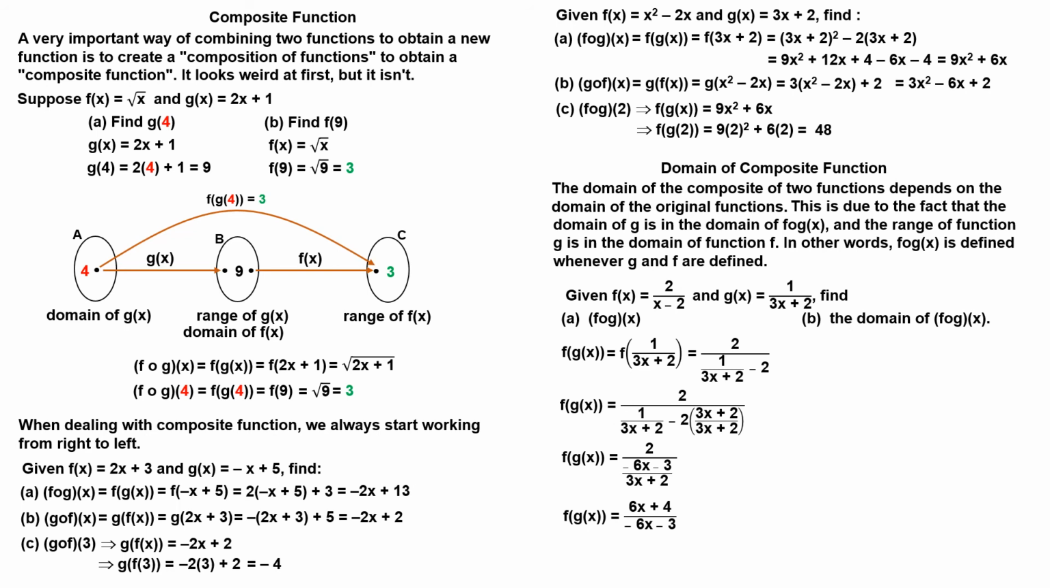To find the domain of f composed with g, we first must find the domain of function g. The domain of function g is all real numbers except minus 2 over 3, since this value creates a zero denominator. Therefore, the composite function also cannot pick up this value of x.